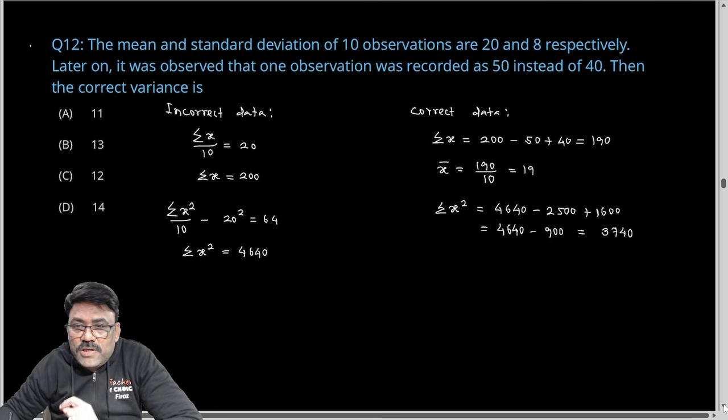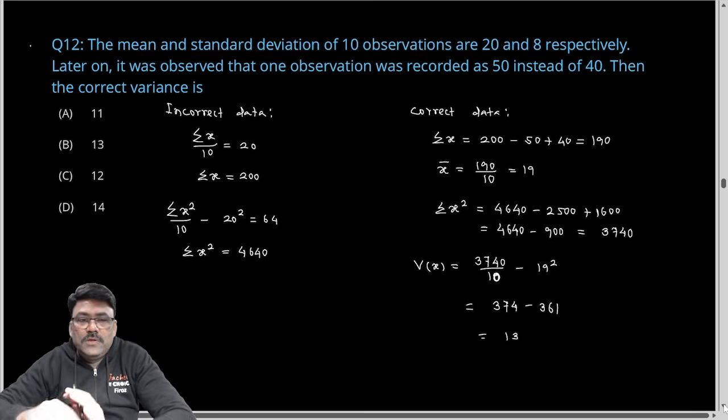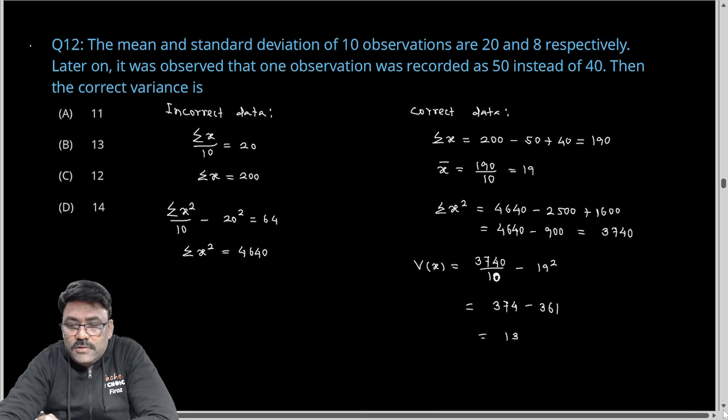So now what will be the correct variance? Correct variance is 3740 over 10 minus 19 square. So it is 374 and 19 square is what? 361. Hence 13 will be the correct answer. So correct variance will be 13.